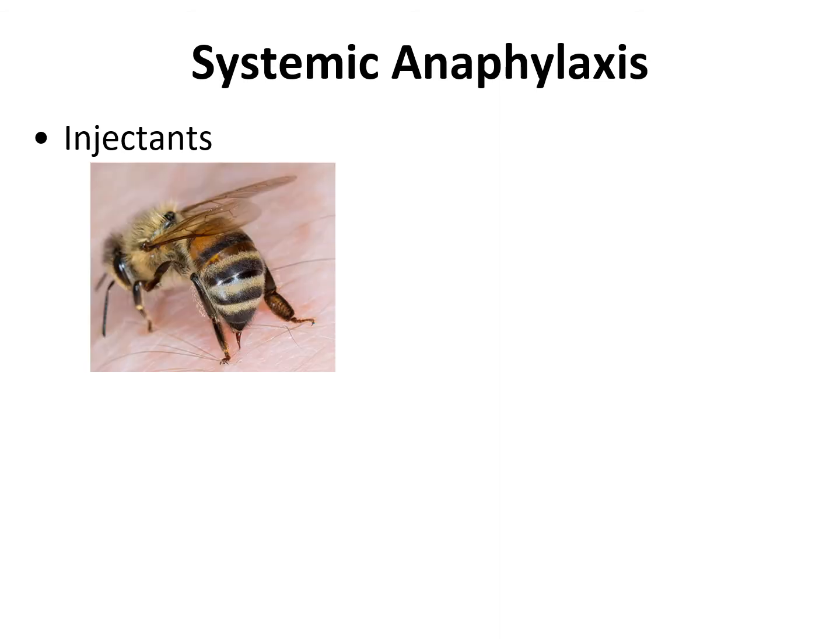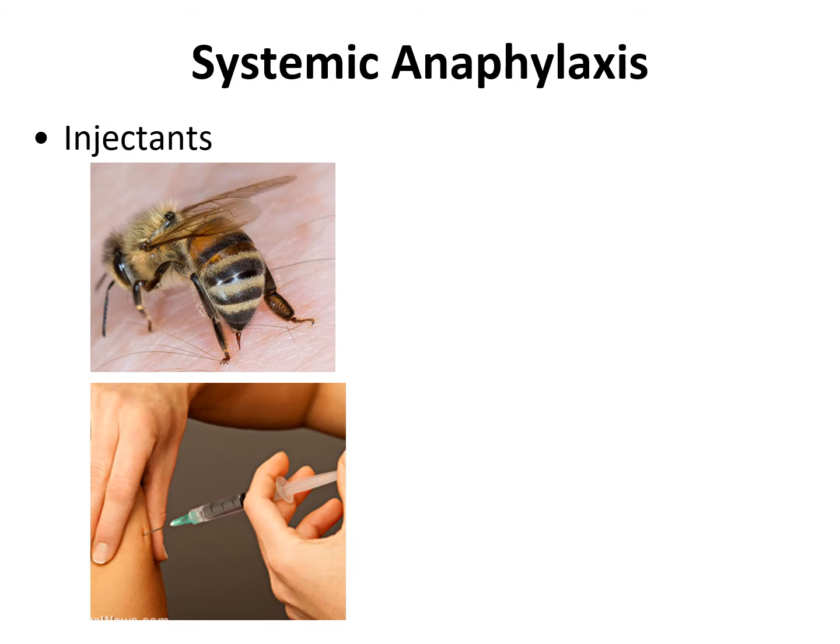The second type of anaphylaxis is systemic anaphylaxis, and this is a response to allergens that are injected. So the injectants can trigger this type of anaphylaxis, and the classic example is a bee sting. Another example are injected allergens. So when a person has an allergy to penicillin, for instance, and you inject penicillin into their body, they will have a systemic anaphylactic reaction.